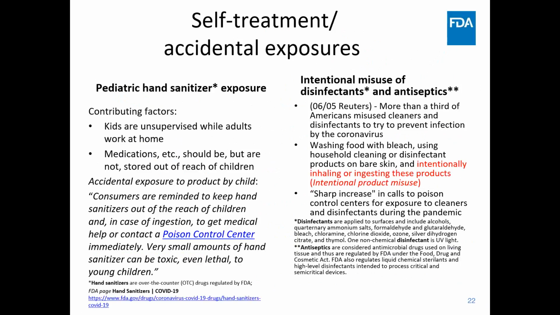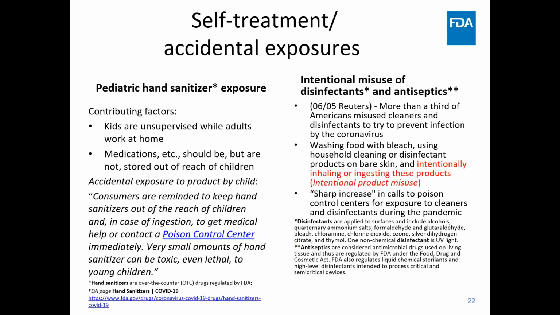And then there were some issues with increased self-treatment and accidental exposures. So one communication that the FDA sent out was about the pediatric hand sanitizer exposure. Contributing factors is that with both kids and adults at home, kids were more unsupervised while adults worked. And although medications and all kinds of chemicals should be stored out of reach of children, sometimes they're not. So there were cases of accidental exposure to various products by children.